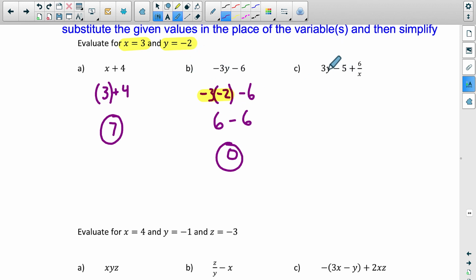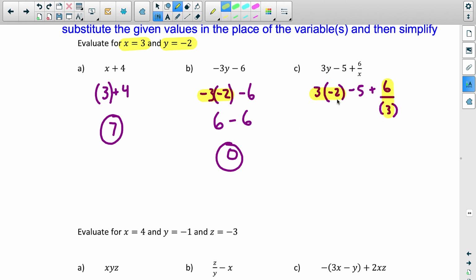Okay, in this one, we're going to substitute into both letters, y and x. So we have 3, then we have a y, so in brackets I'll put negative 2. We still have minus 5. We still have plus 6, and it's divided by x. X is 3, and just to be careful, I'll put it in brackets. So there you go. We have a multiplication step, a subtraction step, an addition step, and a division step. What do we do first? We do the multiplication and the division first. This and this come first.